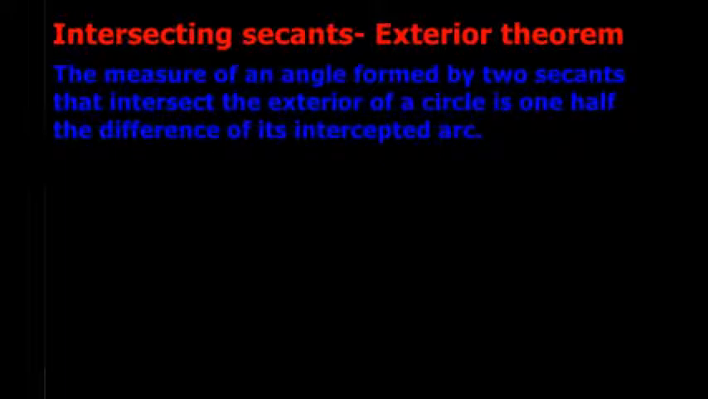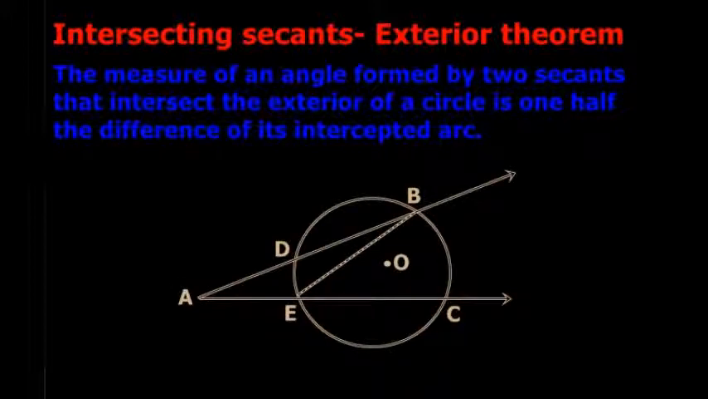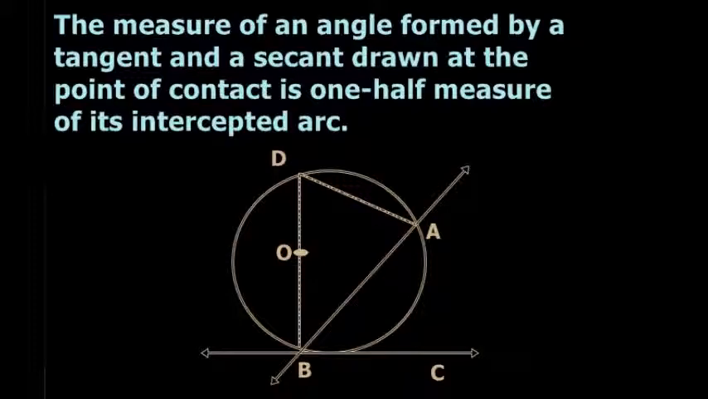Intersecting secants exterior theorem. The measure of an angle formed by two secants that intersect in the exterior of a circle is one half the difference of its intercepted arcs. Angle A equals half of arc BC minus arc DE. The measure of an angle formed by a tangent and a secant drawn from the point of contact is half the measure of its intercepted arc. Angle ABC equals one half arc AB.